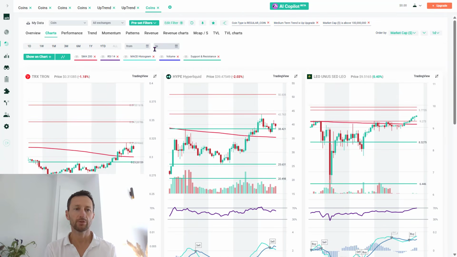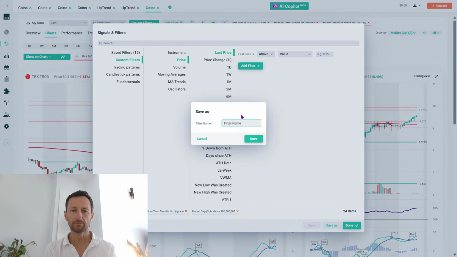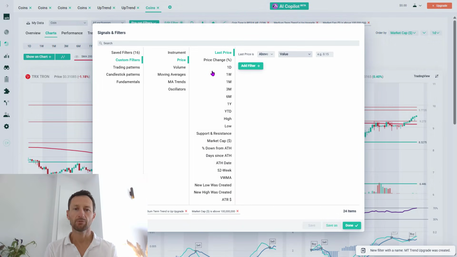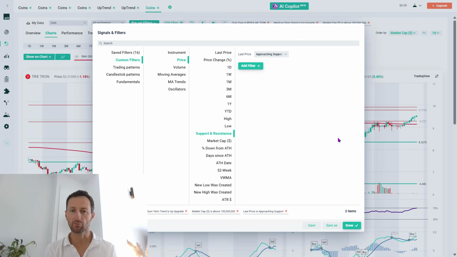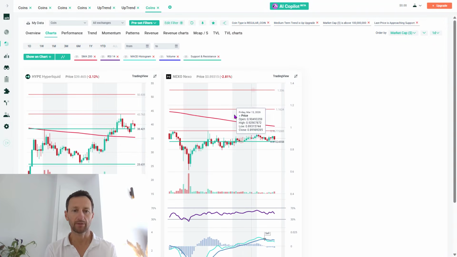So this is a great filter. You can save this filter, right, for future use. Medium-term trend upgrade. Of course, you can further modify it. You can say, show me only those that are now also approaching support. There's only 2 of them. Let's take a look. Okay, Hyperliquid, Nexo.